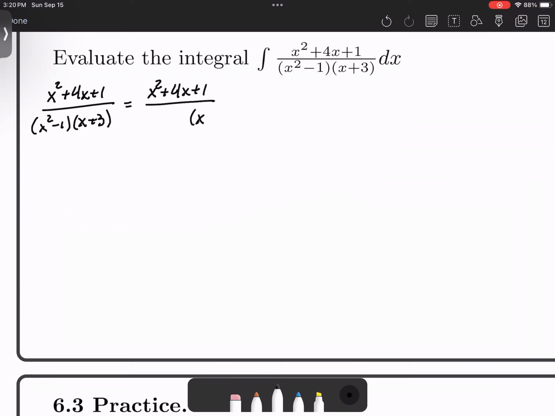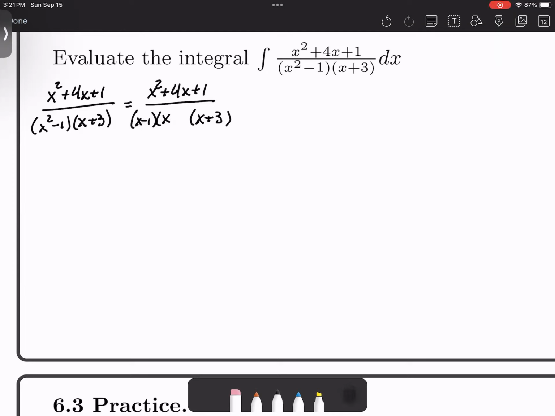The x plus 3 is already in its simplest form, but the x squared minus 1 can be broken down further as x minus 1 and x plus 1, which I will write as x plus 1 times x minus 1. Okay. Now, each one of these linear factors will get its own fraction. So we have some unknown numerator over the x plus 1, and then we have some unknown numerator over the x minus 1 factor, and some unknown numerator over the x plus 3 factor.